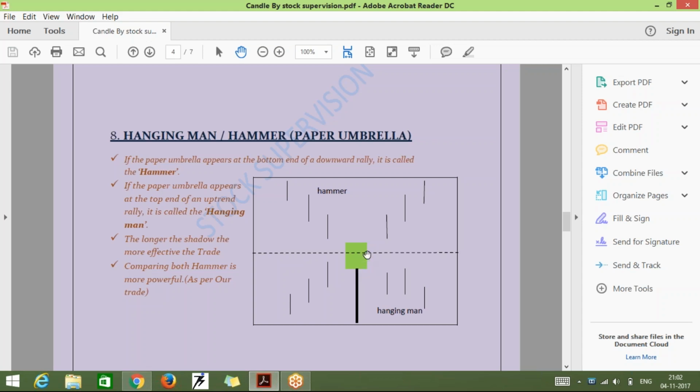And let me tell you one thing. In case you are seeing a paper umbrella at the bottom of a downtrend, and if at all it's a red colored paper umbrella, then it's less effective. If you are seeing a green candle, then it is considered more effective. Exactly.